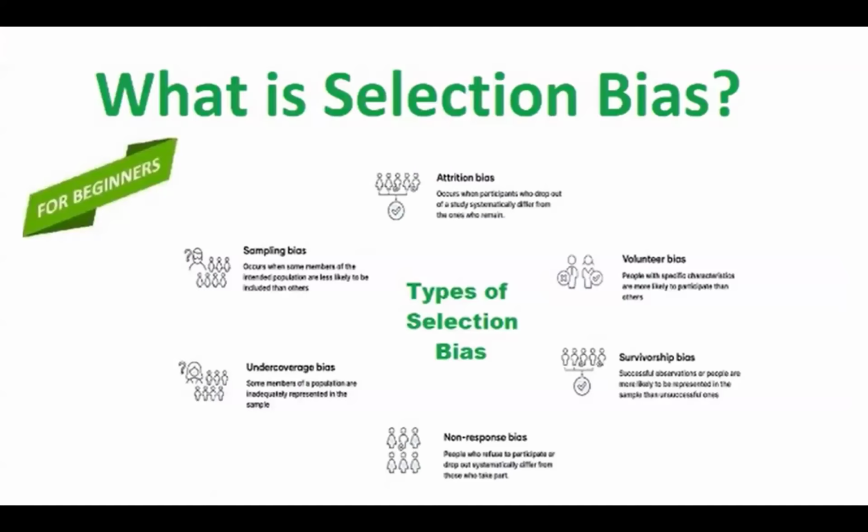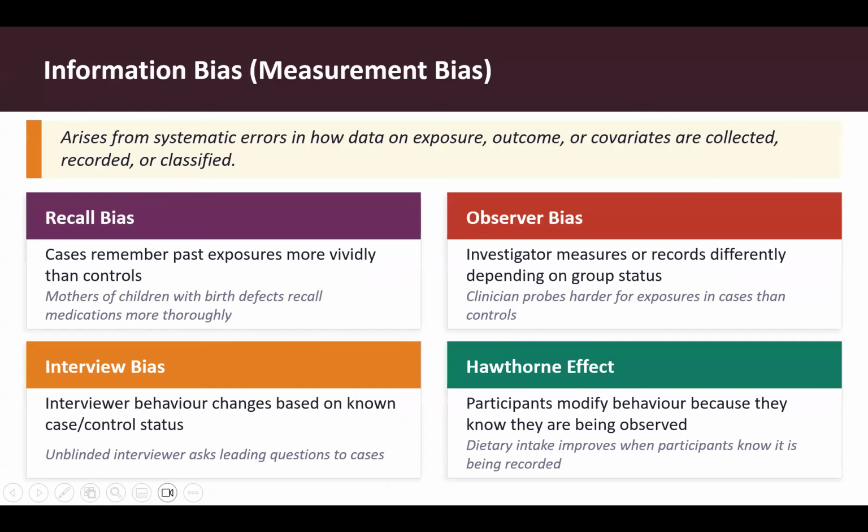Again, this is a diagram showing what is selection bias. So there are different types. We have just discussed volunteer bias. Then there is another type, which is survivorship bias. Successful observations or people are more likely to be represented in the sample, like those who are surviving a longer study. Then there is attrition bias, which is the following up bias as explained. Sampling bias is there. These are some of the examples.